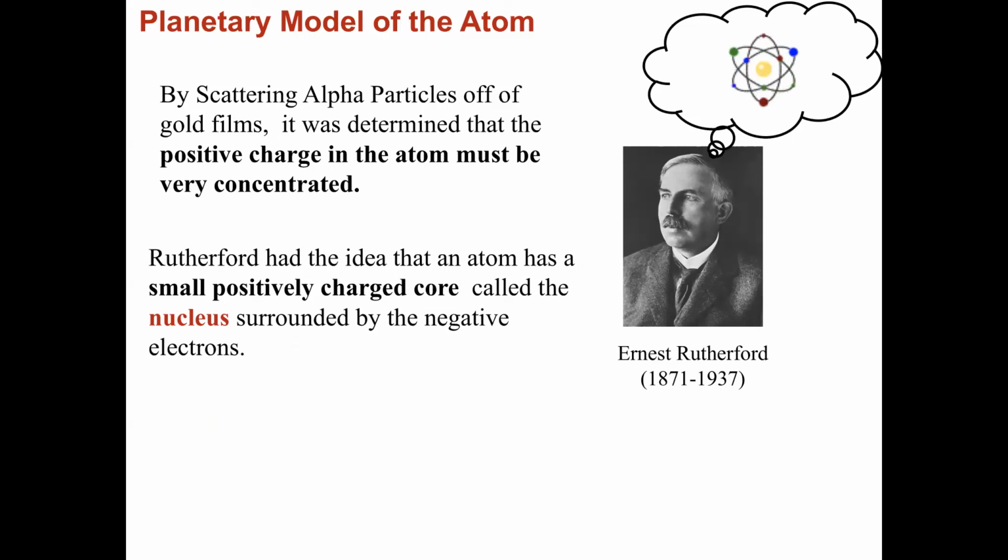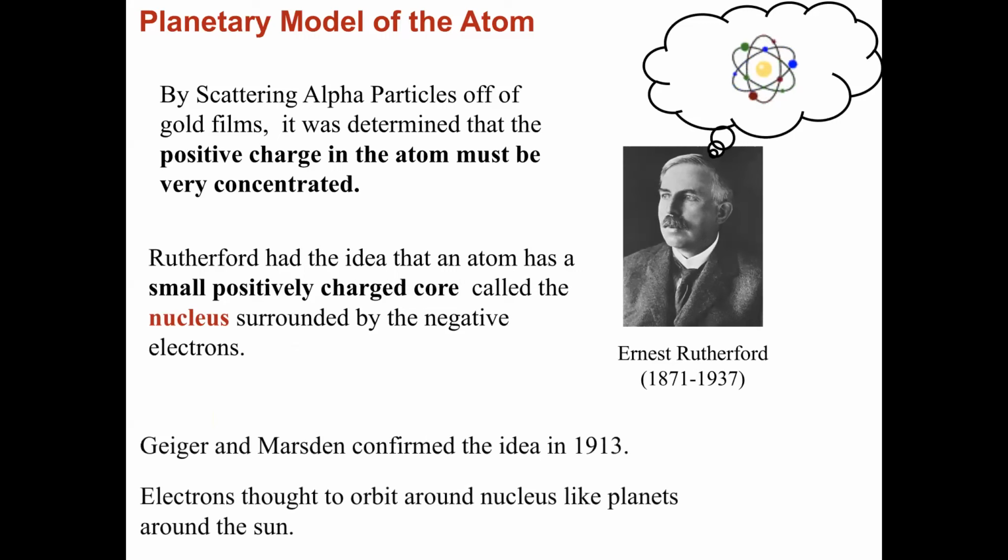and then the negative charges were around the outside. So this leads into the picture of the atom kind of like a solar system. It's called the planetary model of the atom, where the electrons orbit around the nucleus, kind of like planets orbit the sun. This was a bit later, in 1913.